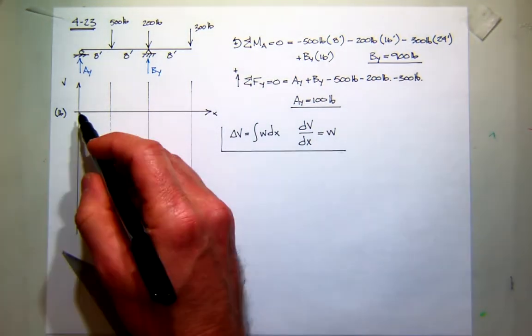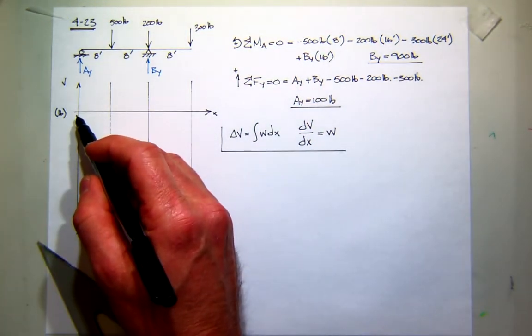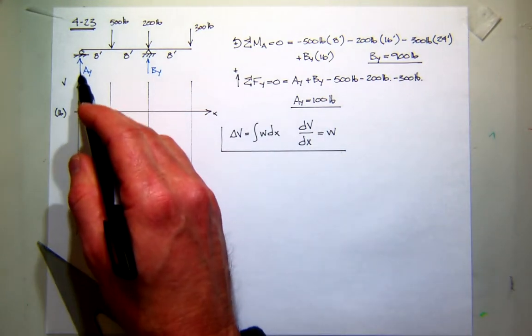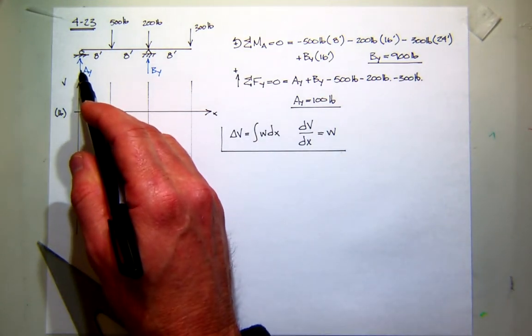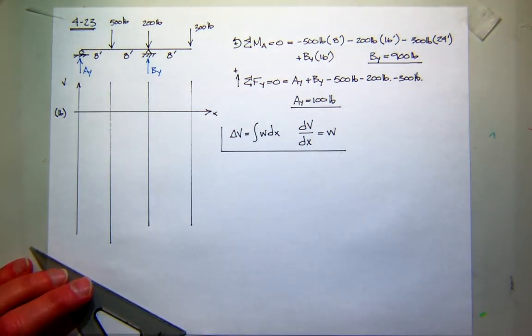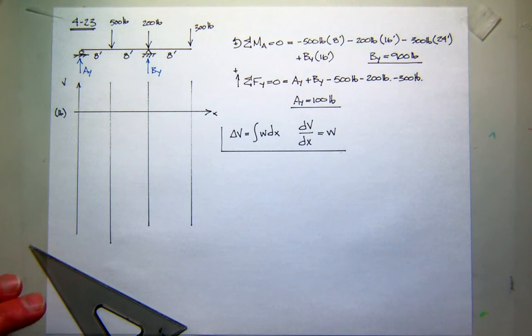So starting on the left, what's our shear look like? AY is positive, it's 100 up. What kind of shear is that? Up on the left side, that's positive. So we're going to start at what? A value of 100. Positive shear of 100.